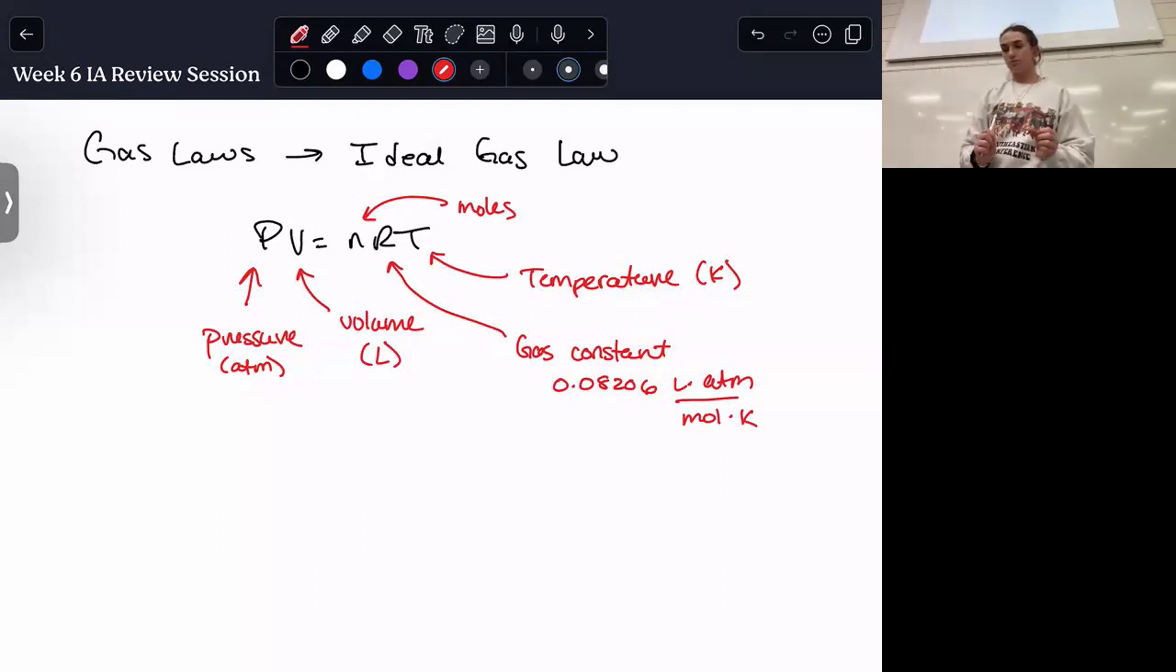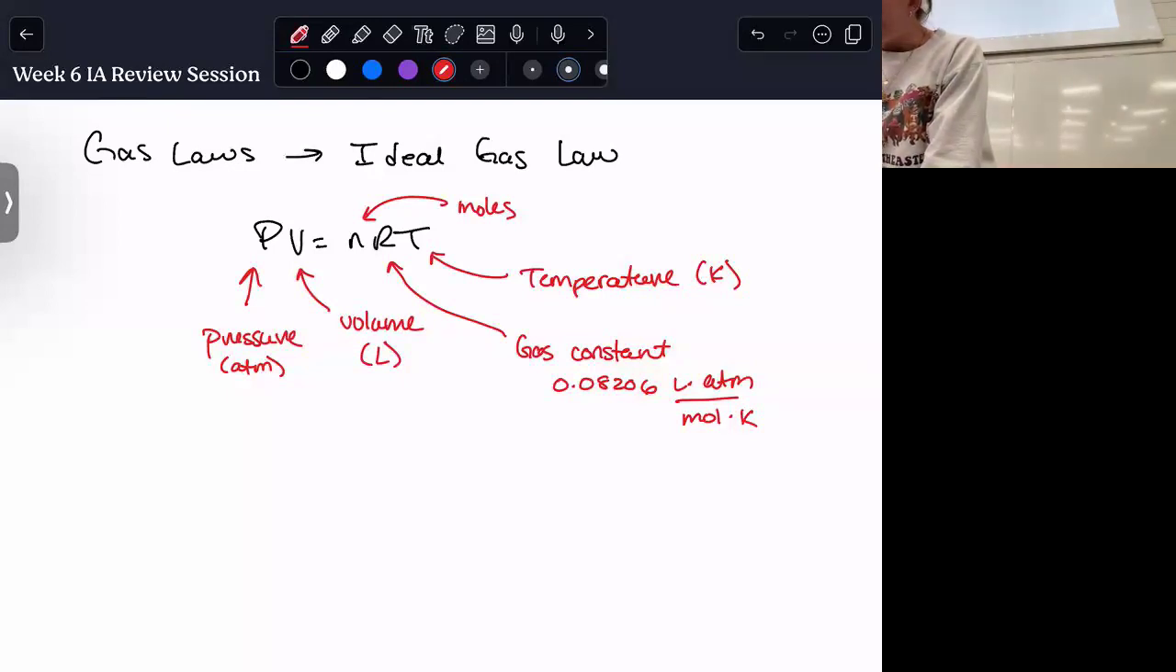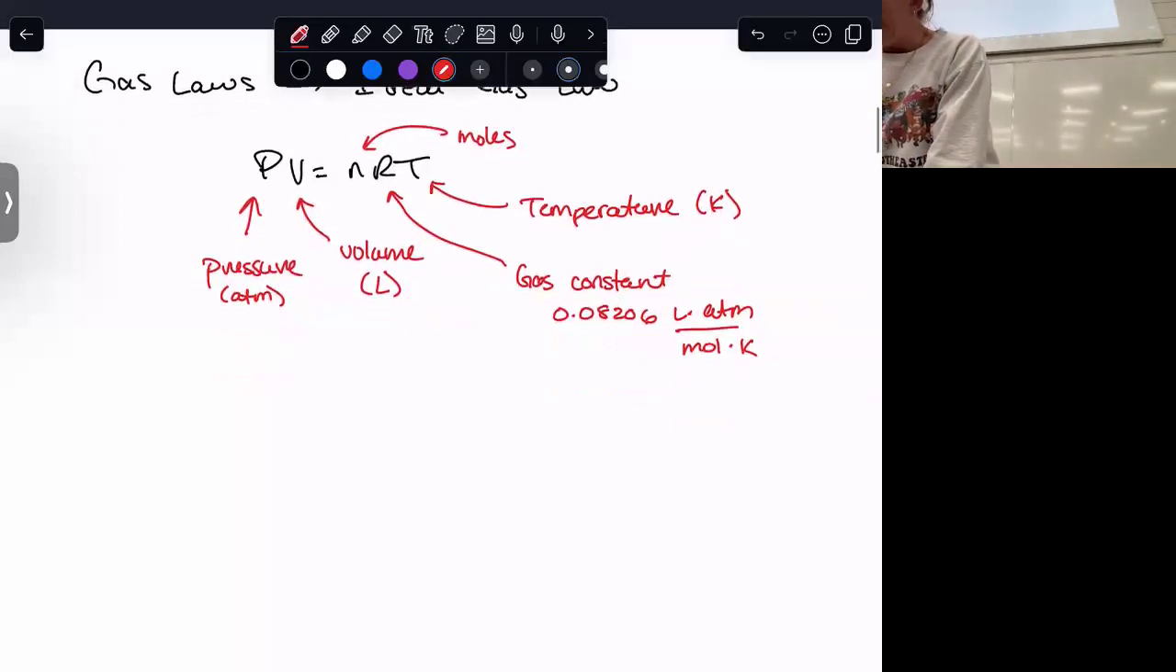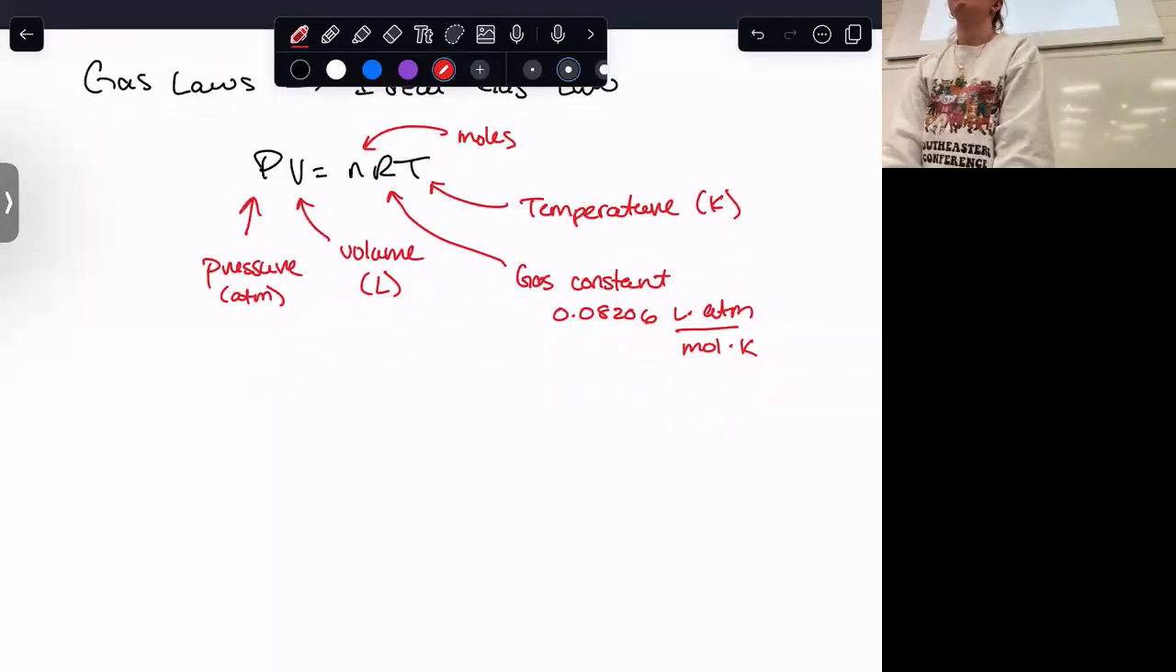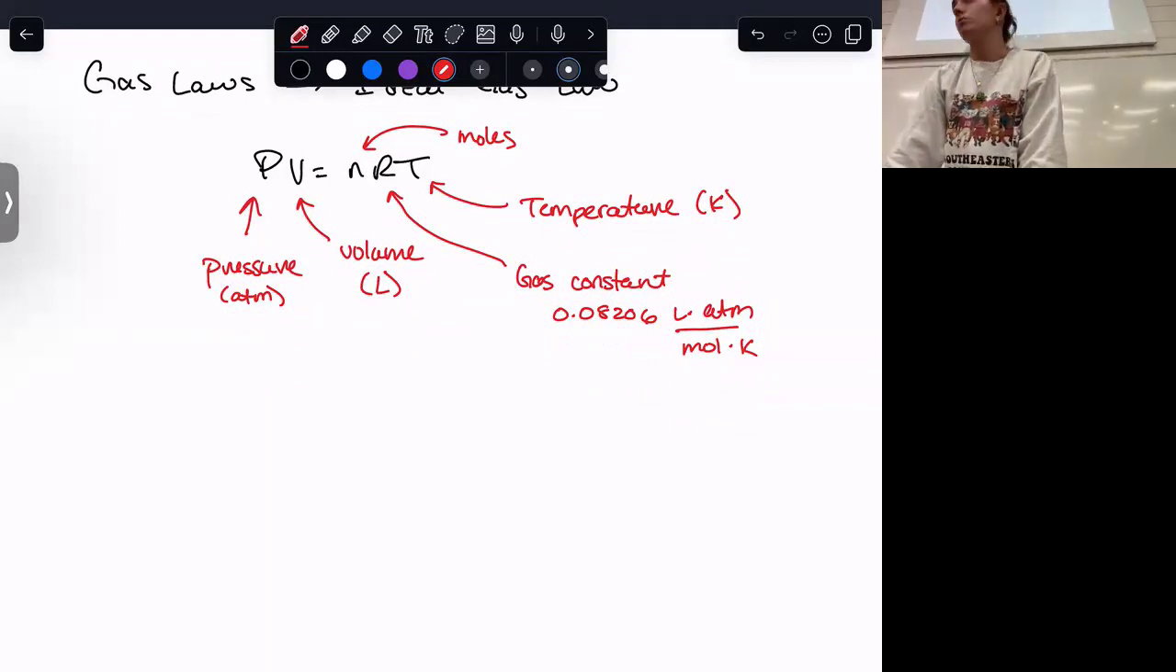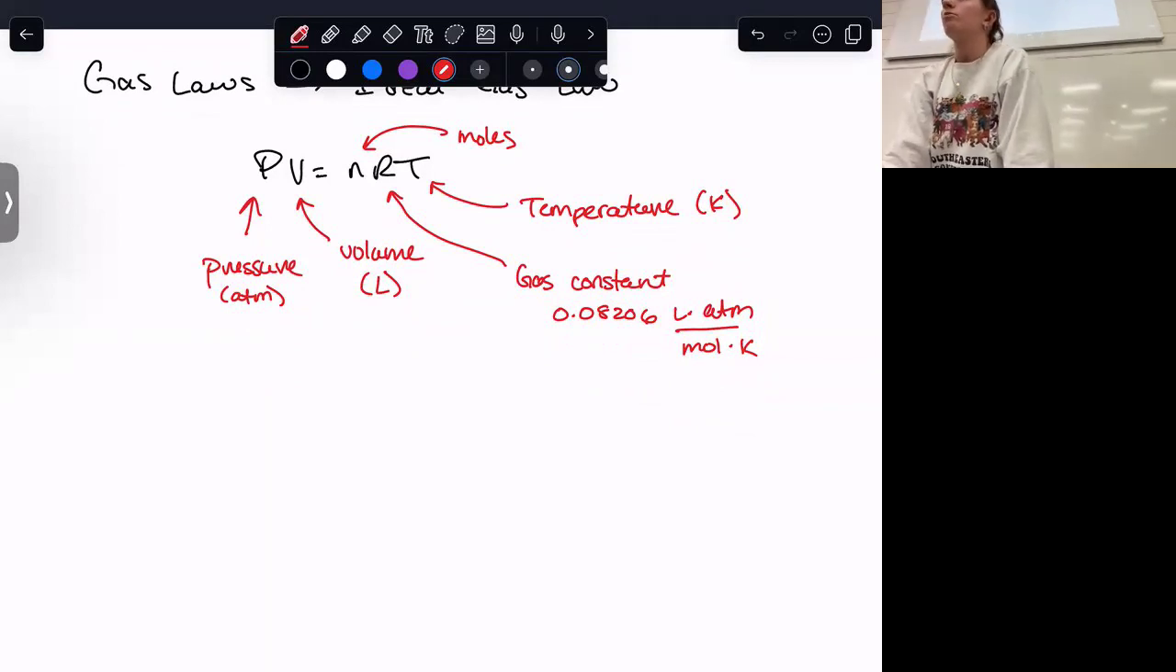Any questions on just the setup of PV equals nRT? Okay. PV equals nRT is fun. It comes into play a lot. And it's also fun to say. But there are also two different variations of PV equals nRT that we can talk about. One involves density and one involves the molar mass of a compound. Does anyone know what those are, or how we rearrange it?